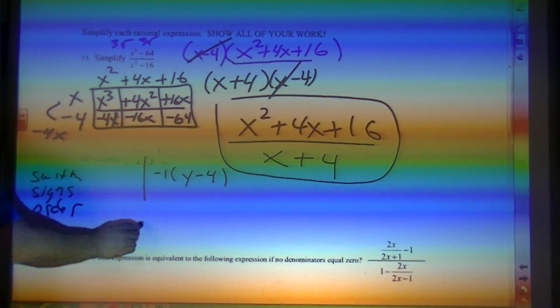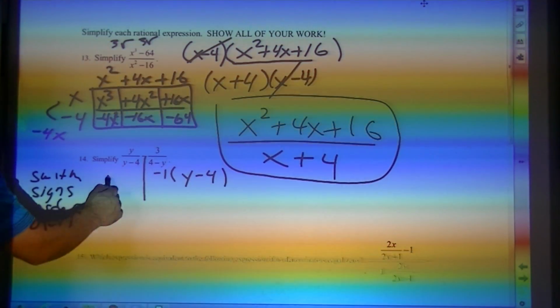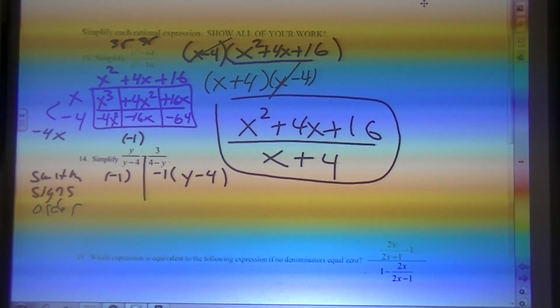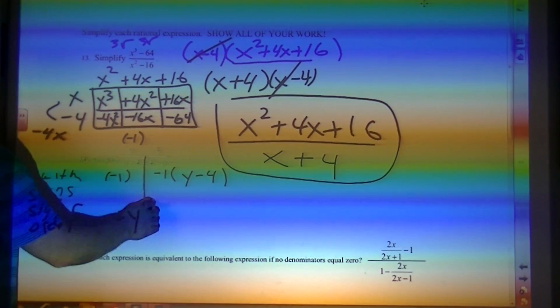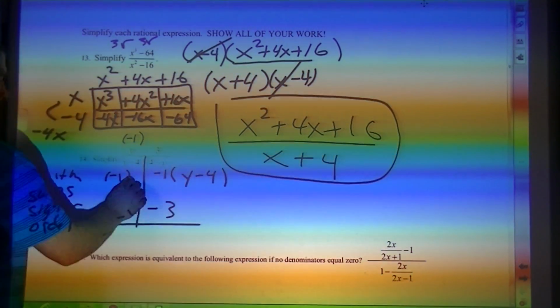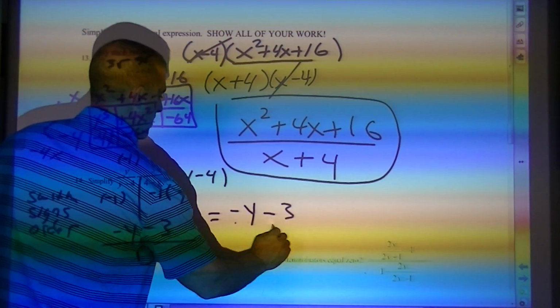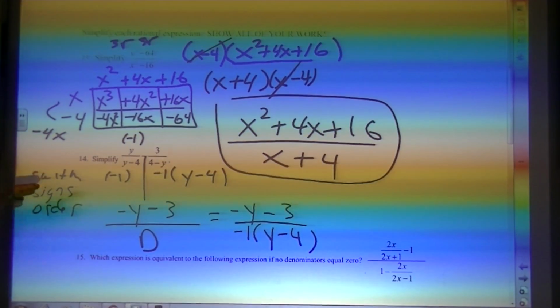Now, what I do is I treat this like a mirror. What's this side missing that this side has? Missing a negative 1. So what I would do is I'd multiply that by negative 1. So that's going to be negative y, minus 3 all over the common denominator. I can't combine that. So what I'm going to have is negative 1 y minus 4. Very simply there.